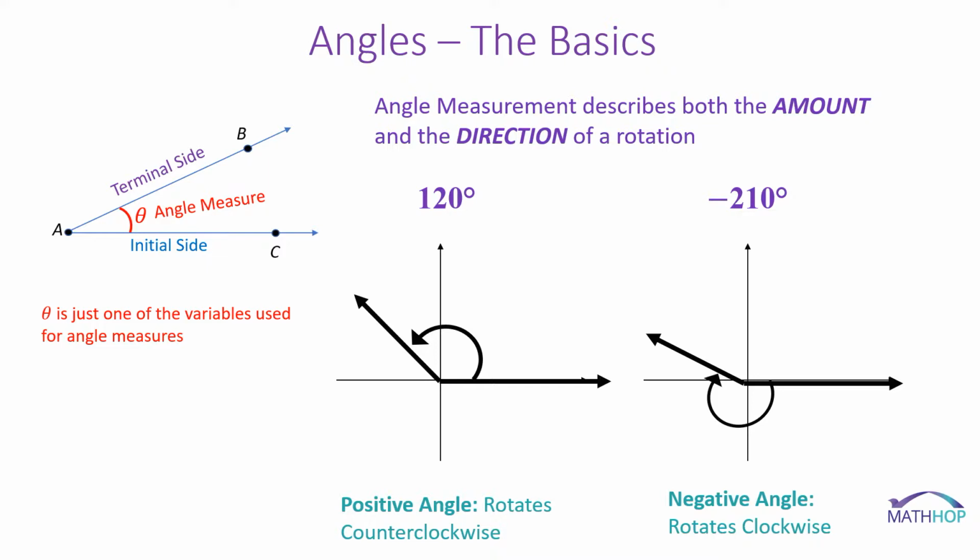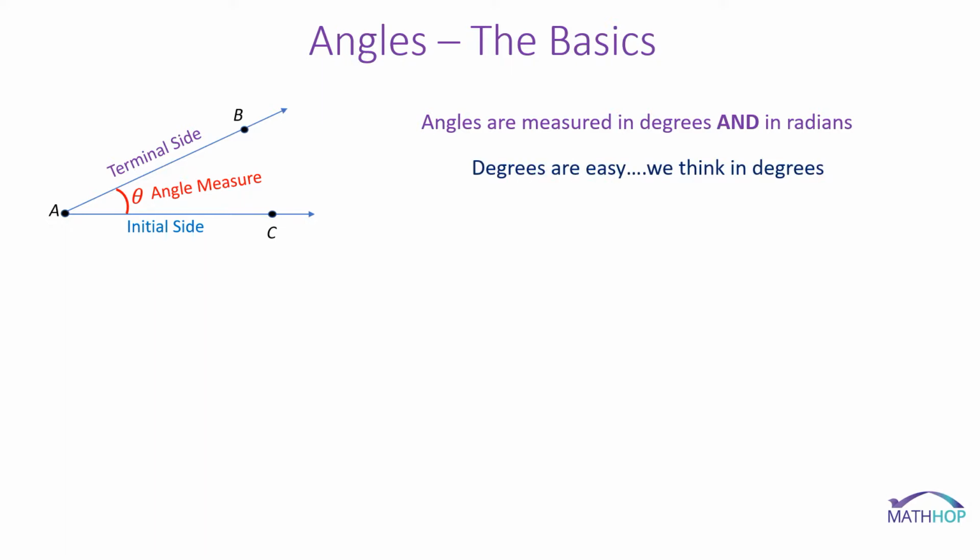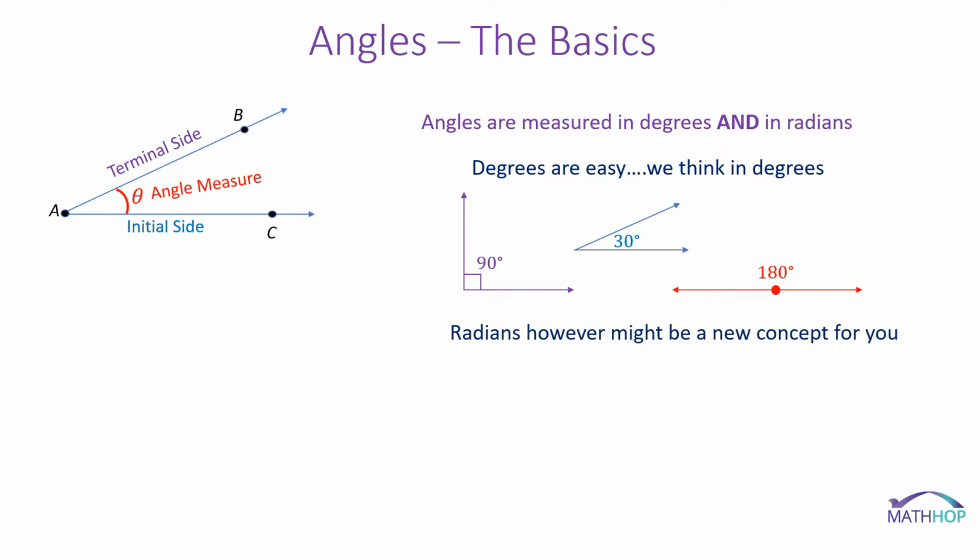All right, let's get some more room here. So angles are measured in both degrees and radians. Now degrees are easy. We think in degrees. Degrees are a piece of cake. We know what a 90-degree angle is. We can visualize what a 30-degree angle is. We can visualize 180 degrees or a straight angle because that's how we've been taught since probably about the 3rd grade. But radians might be a new concept.